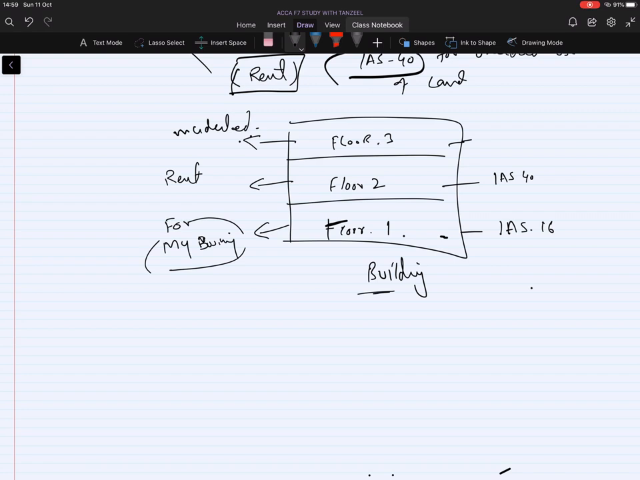If you have a separate lease for these two, or if these two can be sold separately, if these two conditions are met, then you can apply their respective standards. Like floor 1 you can apply IAS 16, and on floor 2 for rent you can apply IAS 40. But the conditions have to be met. The two conditions are: it can be sold separately, and the second condition is leased separately. If you have separate leases for these two, and you can sell these two in two different ways, then only you can apply their standards.